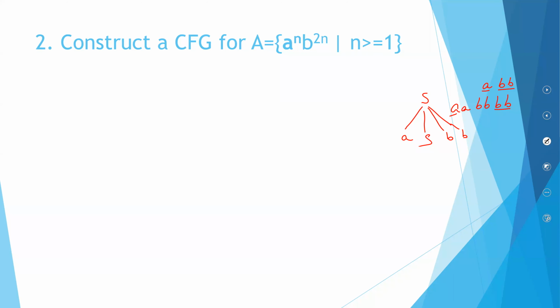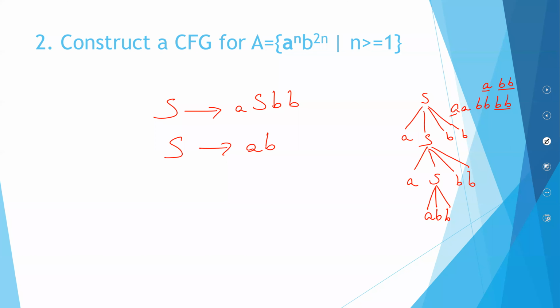In between, you will go on repeating the same. And then if you want to stop, you can stop it not with an AB, but instead with ABB. So you can write it like this. S is ASBB. And for stopping, you will have S is ABB. Let's quickly prove it. So this is my grammar.